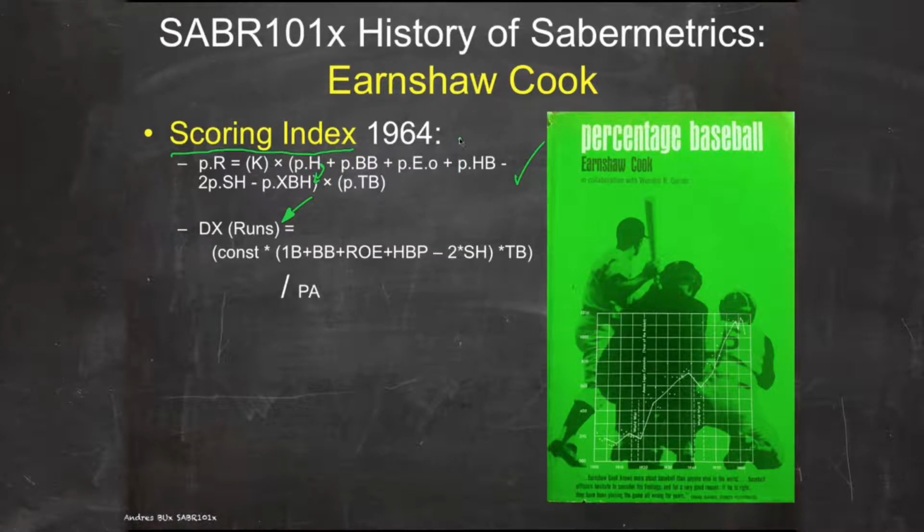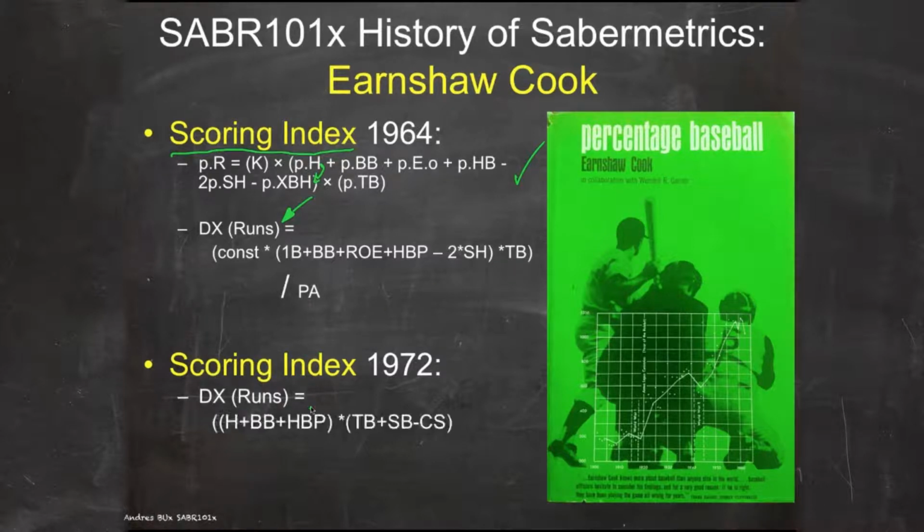In 1972, Earnshaw Cook comes out with a second book called Percentage Baseball and the Computer, which is essentially a shorter book, but running all his ideas through a computer simulator. And he changes his scoring index formula. So this is the first version. Runs are essentially getting to first base, taking away double these sacrifice bunts, multiplying by total bases, and divided by plate appearances. Well, this is the second form of the scoring index by Cook.